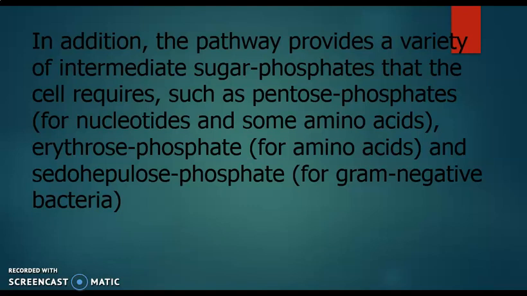Another intermediate molecule in the hexose monophosphate pathway is erythrose phosphate. Apart from pentose phosphate, erythrose phosphate is another intermediate produced during the HMP pathway, and it is also used for amino acid synthesis. And then another molecule, a 7-carbon phosphate, that is sedoheptulose phosphate. These are also synthesized during the HMP pathway, and they are used in gram-negative bacteria for the synthesis of the cytoplasmic membrane.